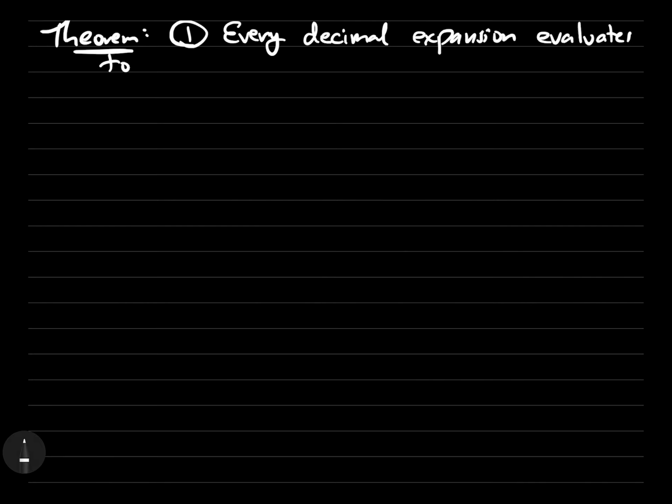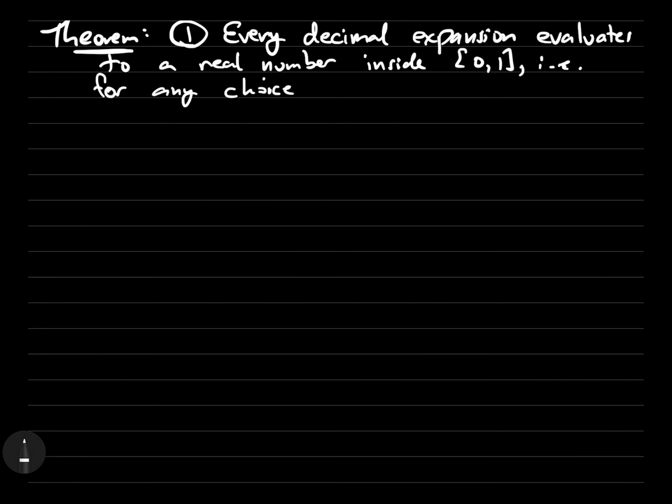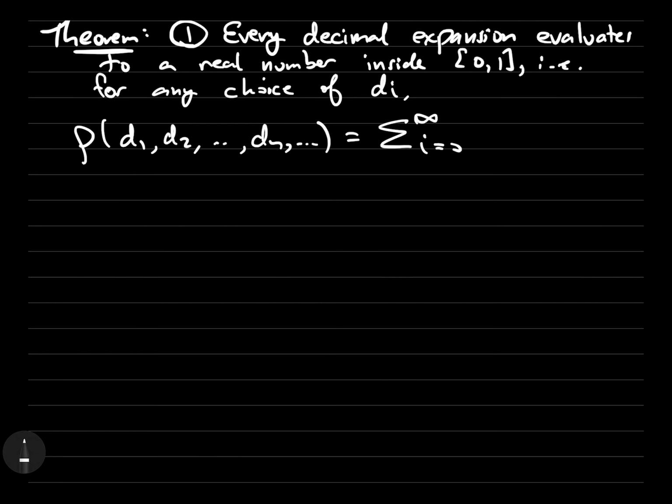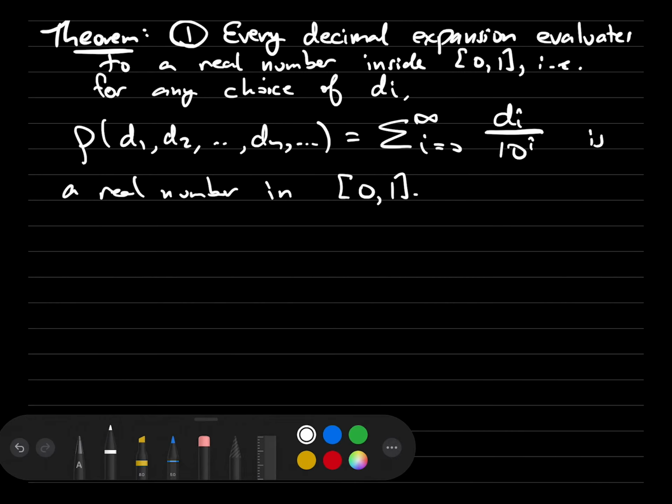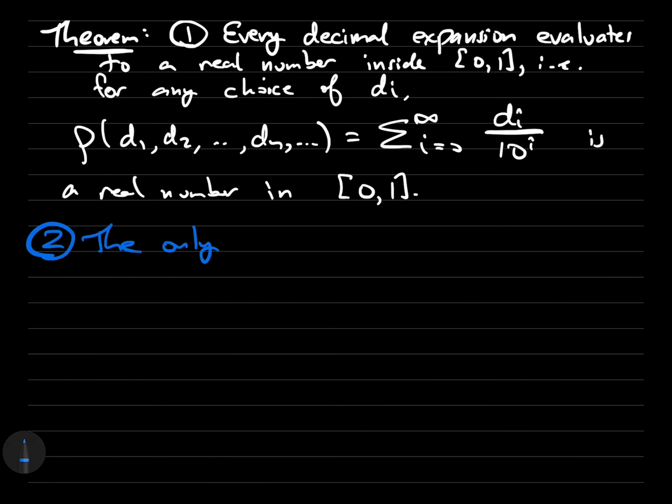Okay, now we're going to state a theorem about decimal expansions. We're not going to prove this for now. This is something one would prove in a real analysis course, but it's a reasonable theorem. The theorem says two things. The first claim is that every decimal expansion evaluates to a real number somewhere inside the closed interval 0 to 1. Specifically, what I mean by that is whenever I choose any choice of digits and I compute this sum, I get a real number in [0, 1].